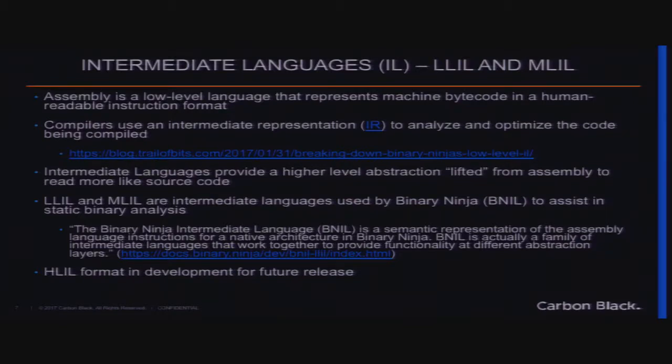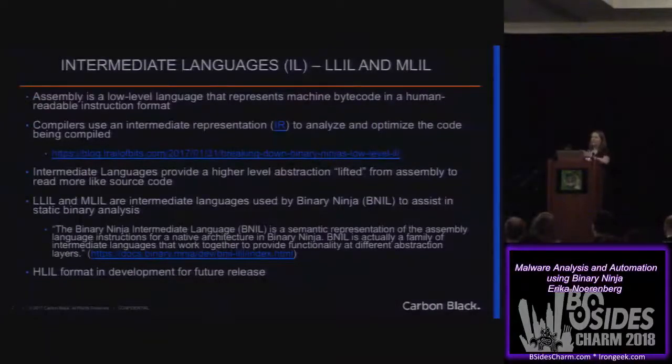So these intermediate languages basically provide a higher level abstraction where you have the assembly that's translating your machine code into something that's more human readable. But anybody that studies or analyzes assembly knows it's not super human readable. It's not real friendly. It's not like reading source code, right? So intermediate languages provide this abstraction that lifts the assembly up to something that reads a little bit more like source code. And I just put a quote up here from the actual documentation. They actually have a developer's guide for the LLIL, and it's a really good read that really helped me. They stepped through an example to demonstrate what the IL is and how it works.